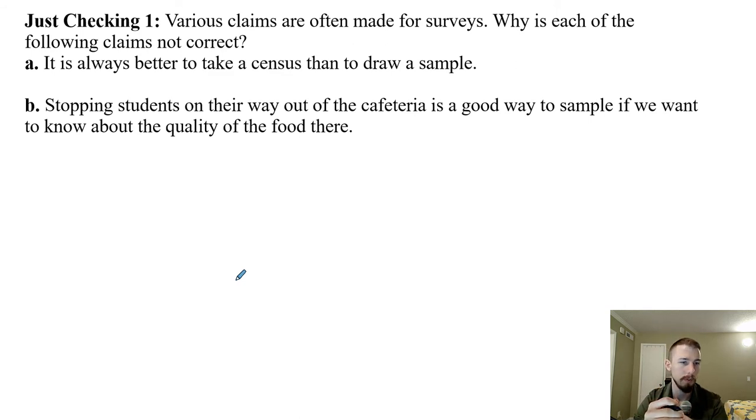Stopping students on their way out of a cafeteria is a good way to sample if we want to know about the quality of food. All right, so the people we really want to know about, we would be leaving out all the people who don't go through the cafeteria line. So the ones that probably would have negative opinions of the food, right?